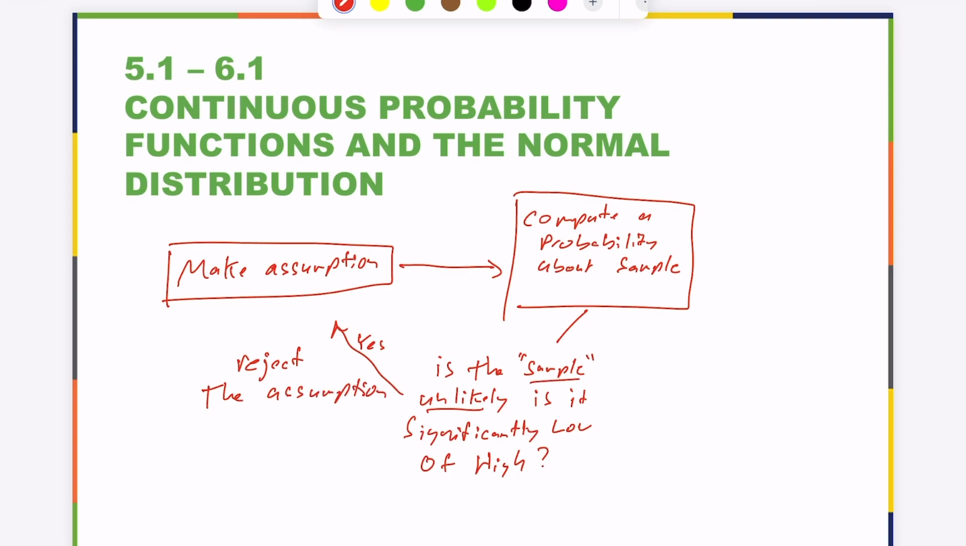Because our sample has no reason to actually be unlikely. It's just a normal sample taken right out of reality. And so we reject our assumption. That's cause to think that the assumption is wrong. However, if no, that is to say, if the sample is not unlikely, then fail to reject assumption.